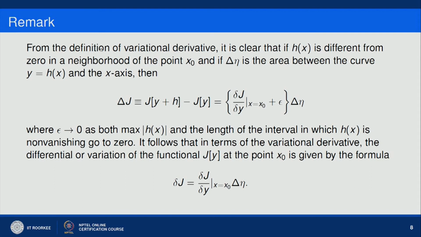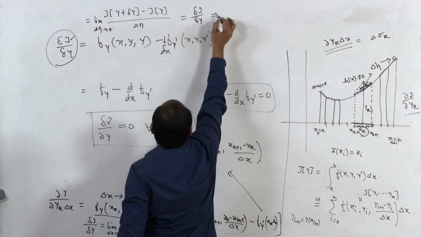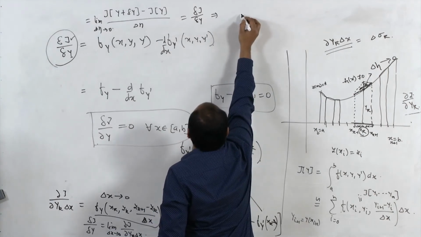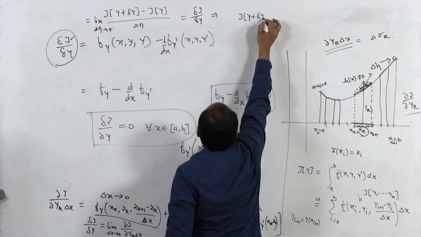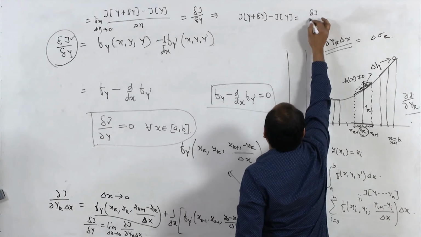So, from the definition of the variational derivative, it is clear that if h(x) is different from 0 in a neighborhood of the point x naught, and if delta eta is the area between the curve y equal to h of x and the x axis, then J of y plus h minus J of y is equal to delta J by delta y defined at x equal to x naught plus epsilon into delta eta. In fact, look here. This is what we have defined as delta J upon delta y, and if you remove the limit, then we can write J of y plus delta y minus J of y equal to delta J upon delta y.